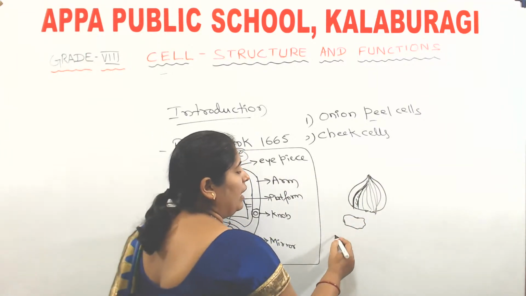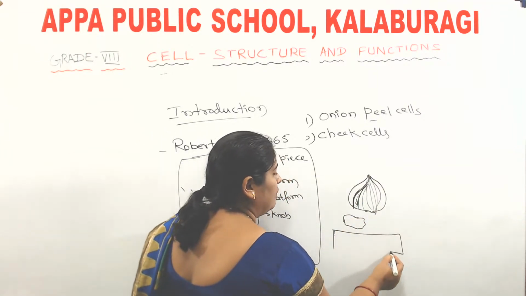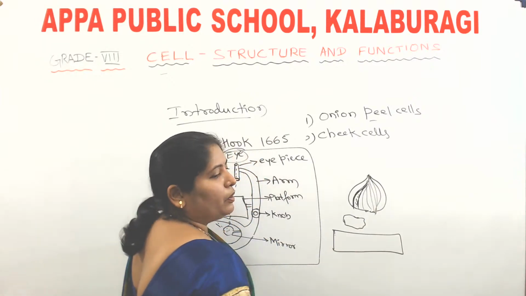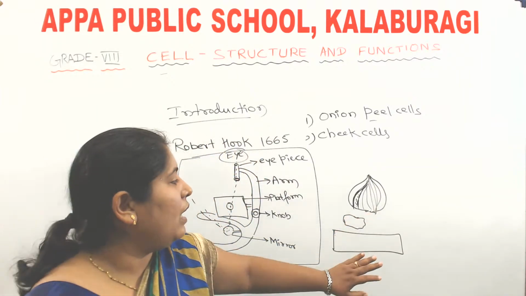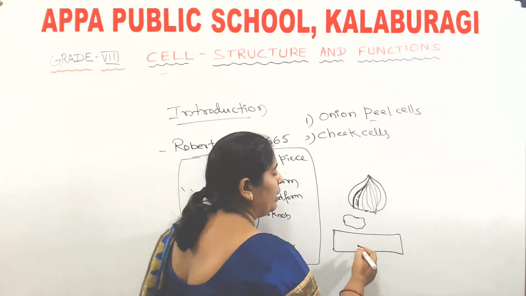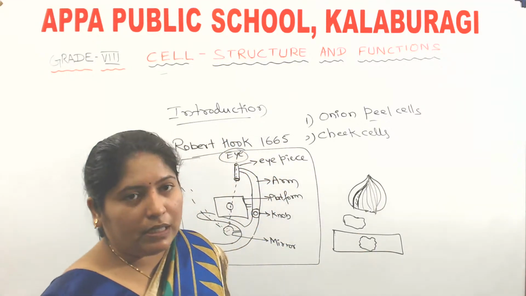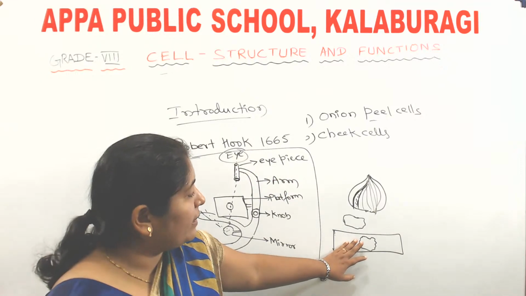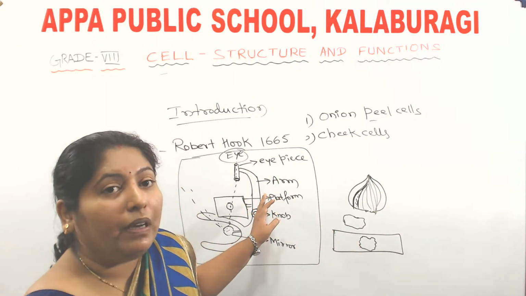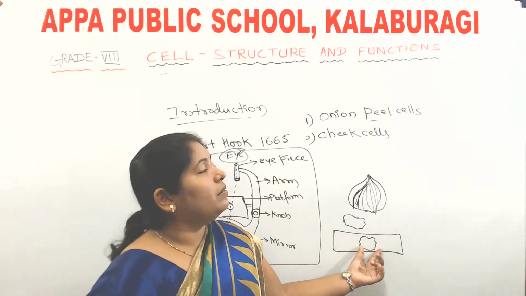So take that one and mount it upon the slide. How to do the mounting over here? Keep that onion peel upon the slide. If you go like this, only viewing under the microscope, we may get the peel cell like this.